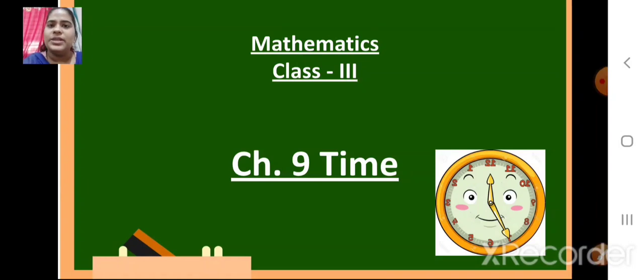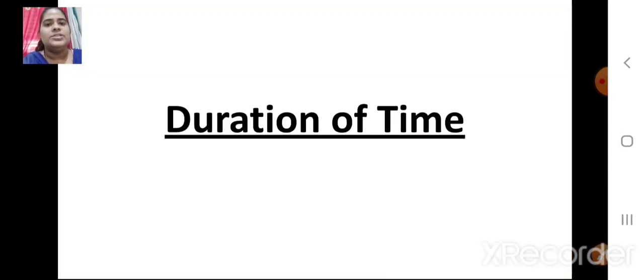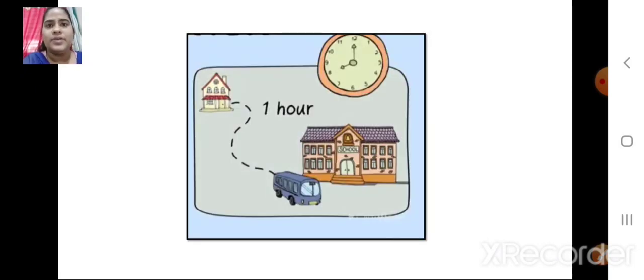We have started with our chapter number 9, time, correct? Children, today we are going to see a topic which is duration of time. Now, let's see an example. Here we have a house and a school.